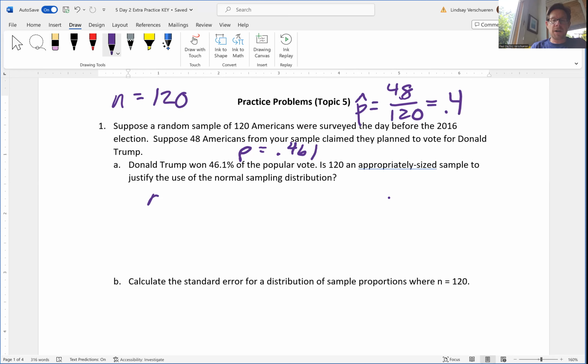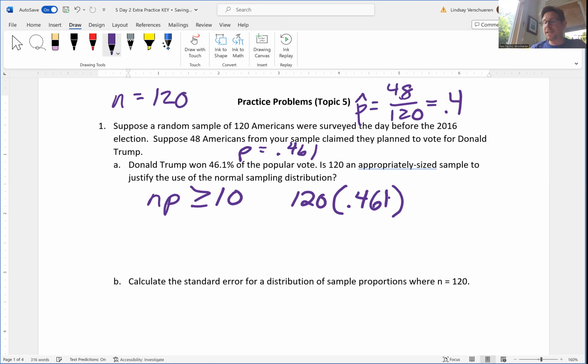So if you talk to 120 people, then we know that we would expect 46.1% of them to say, I plan to vote for Donald Trump. And we only know that because we know that that was the results of the election. That calculation comes out to 55.32. So that's good. That's more than 10.